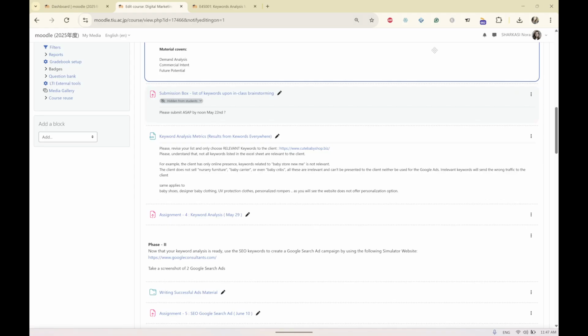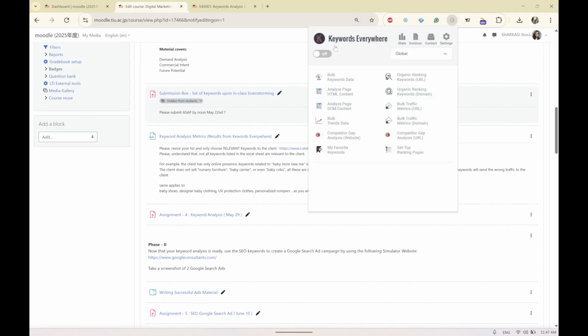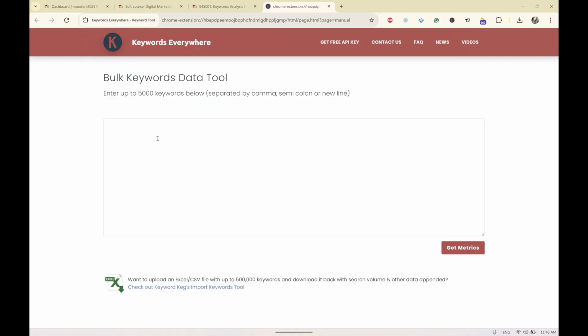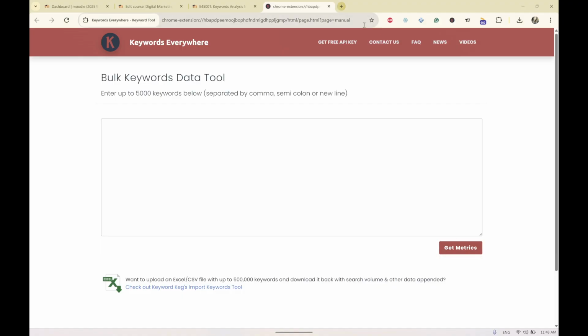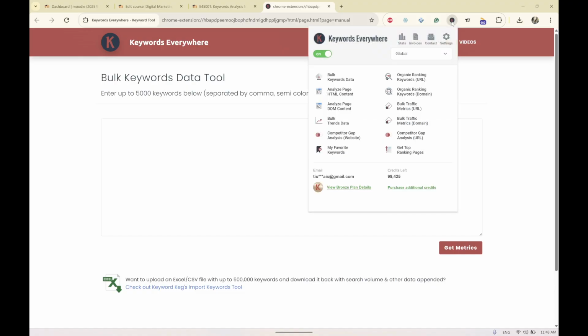In return, I used a keywords analysis tool called Keywords Everywhere. Two students surprised me by installing this tool into their browser. That's a very good step to understand how these tools work. You can turn it on and off and use the bulk keyword feature, put in all your keywords in bulk, and get the metrics for the keywords for that project. So this is one of the things that we've done with this tool.